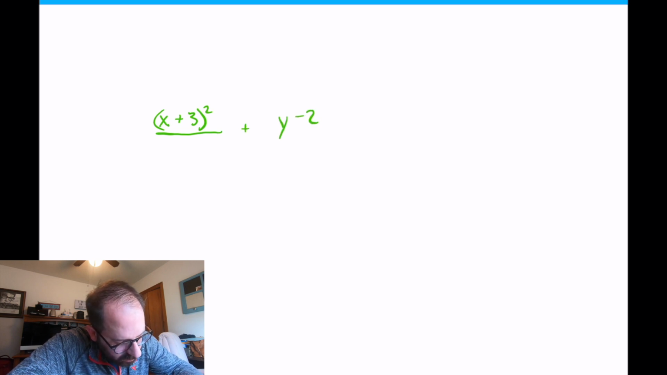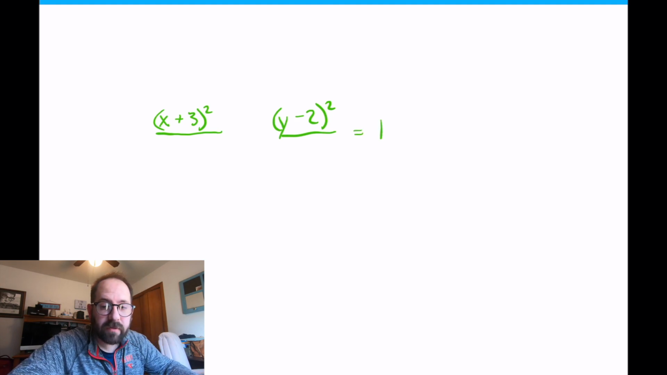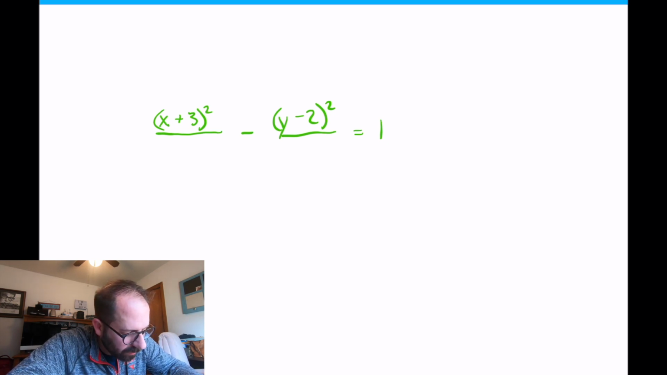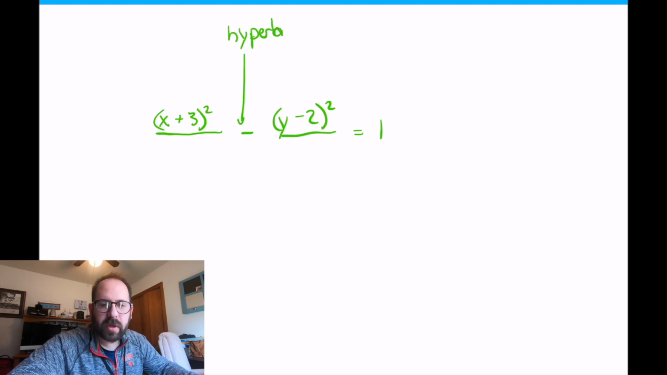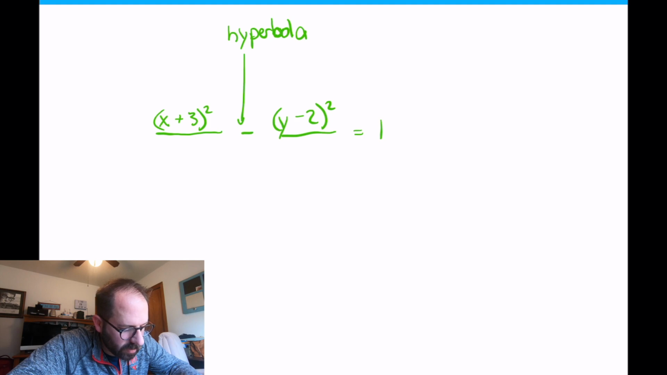So here it is. Let's say x plus 3 squared, y minus 2 squared, and let's put some numbers on the bottom, and there is a minus sign in between them. That is the difference between a hyperbola and an ellipse. There's a minus sign. This right here gives it away that it is a hyperbola, because it looks almost like an ellipse. The only difference is the minus sign. Now the numbers. Let's go with 25, and let's go with 36.